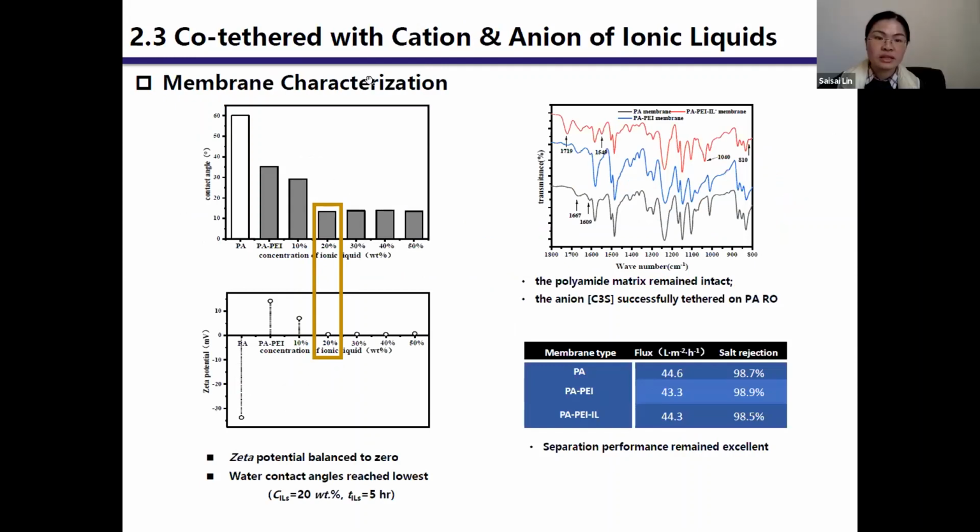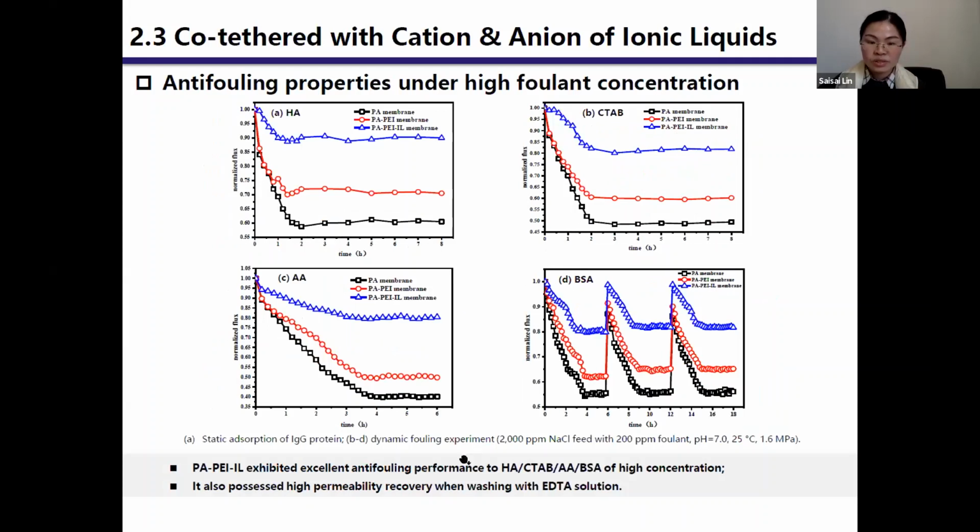Okay, so then it's also the membrane characterization that was just the same. It was also the zeta potential coming to the 0, and also we have found the anion and the cation were successfully grafted to the membrane surface. And then we do the anti-fouling property test. The foulant was at a high concentration. What we found, it also exhibits the excellent anti-fouling property.